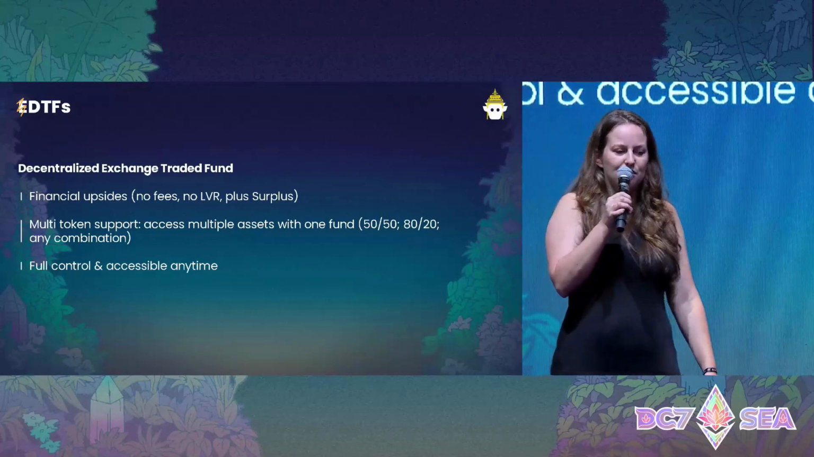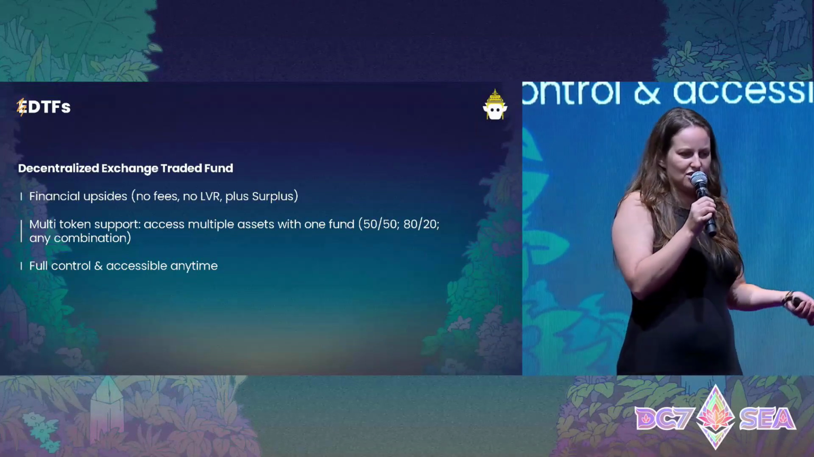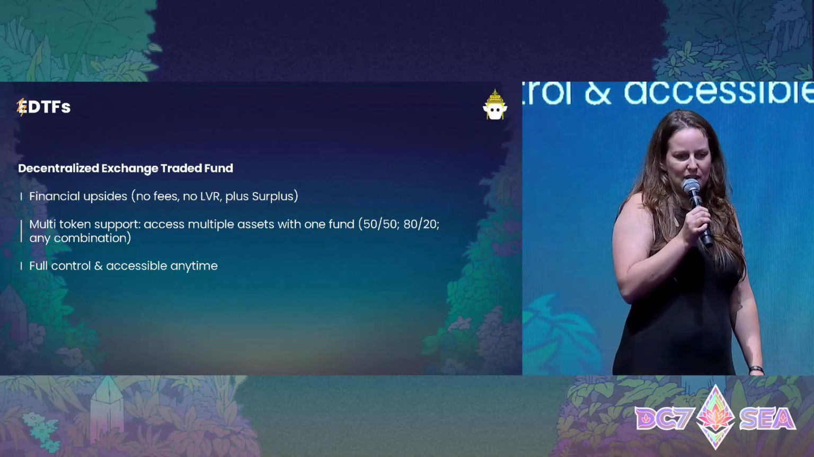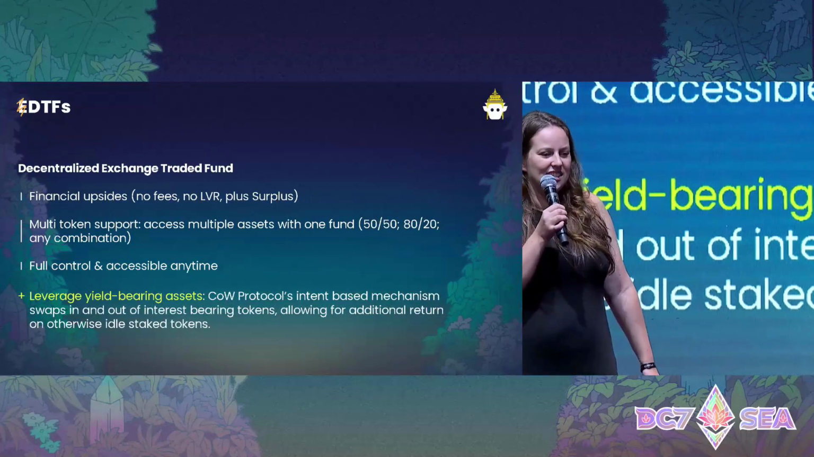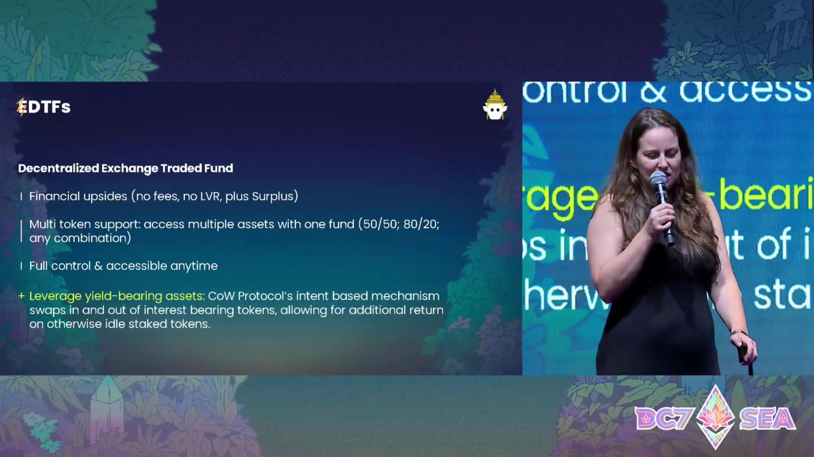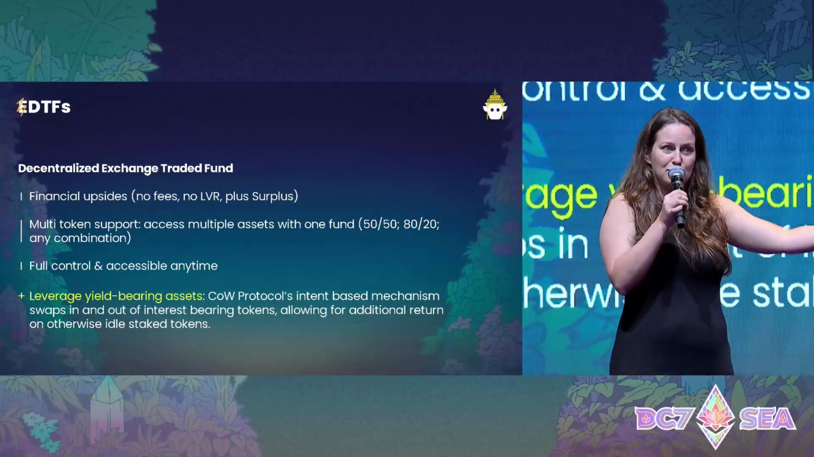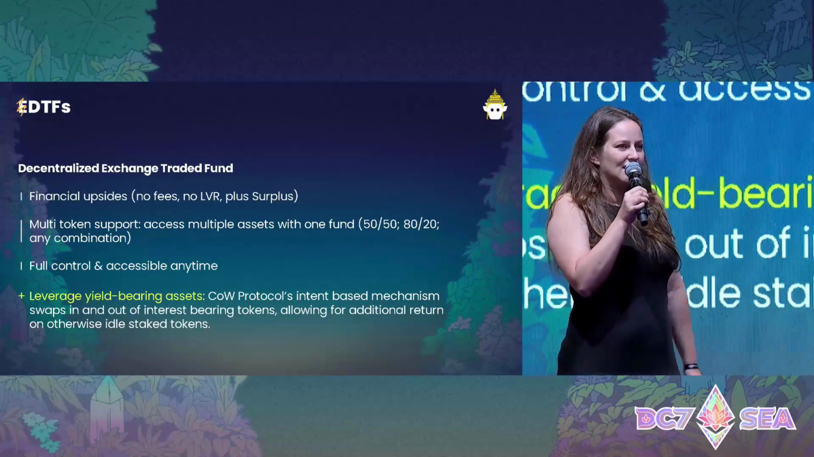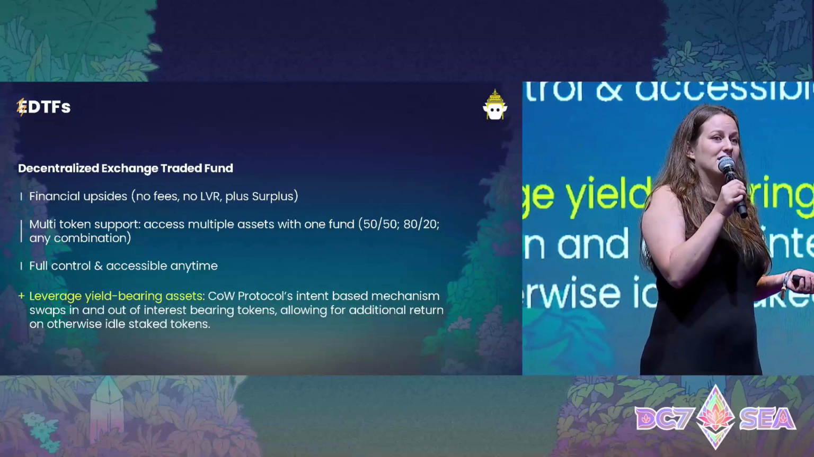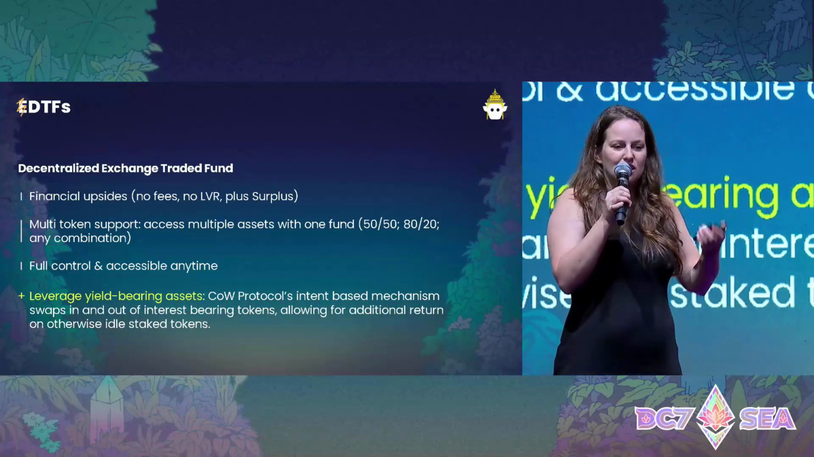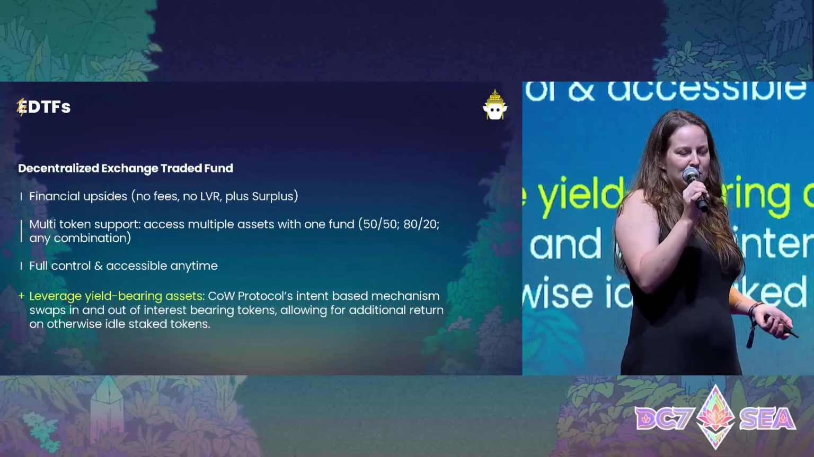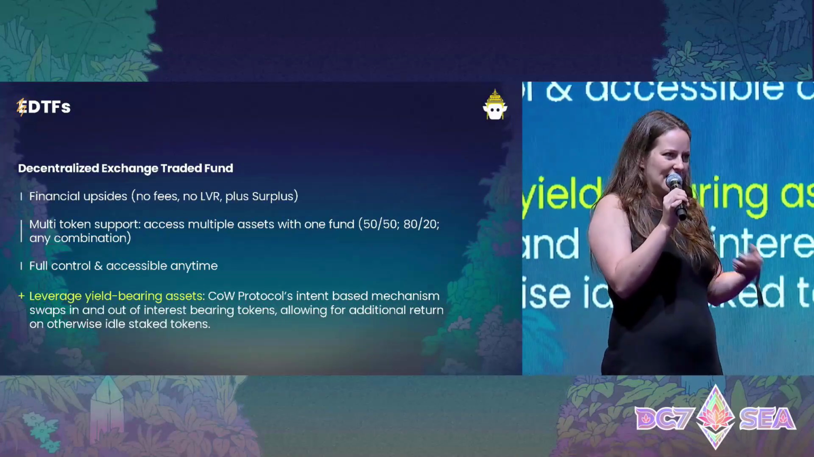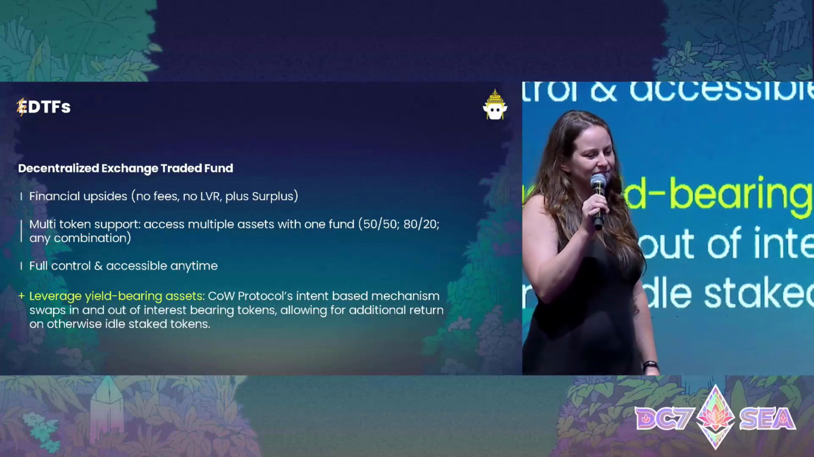And you have full control over your assets, naturally, and can access them anytime. And then there's this last really nice benefit that comes from integrating on top of CoW Protocol, which is that you can actually leverage your yield-bearing tokens. Because if you look at the Uniswap pools, they're all against WETH, right? But a lot of people want to hold wrapped staked ETH, sDAI, whatever, any interest-bearing token.